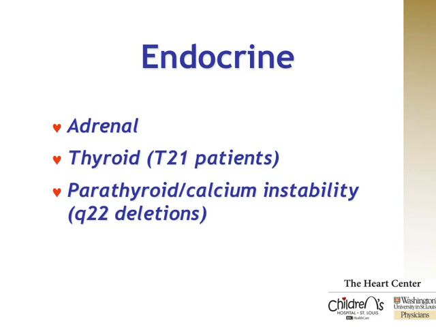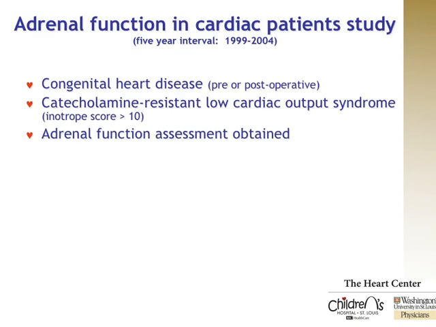And then lastly, adrenal insufficiency. So adrenal function in cardiac patients can be compromised. And a number of years ago, we did a study where we looked at adrenal function in cardiac patients. We looked at both pre- and post-operative patients. We looked specifically at patients that exhibited what we called catecholamine-resistant low cardiac output syndrome. So they had an inotrope score of over 10. They had marginal cardiac output. And we did a functional assessment of the adrenals. We did baseline cortisol, we gave ACTH stimulation, and then assessed the response to ACTH.